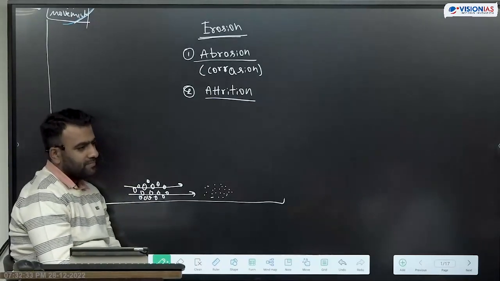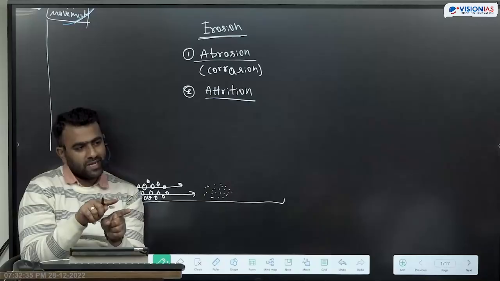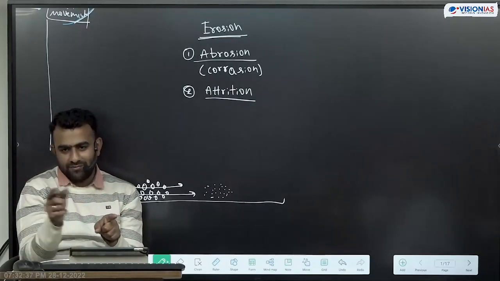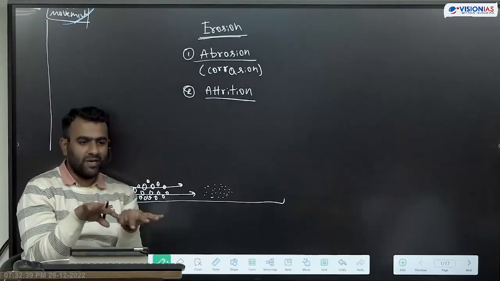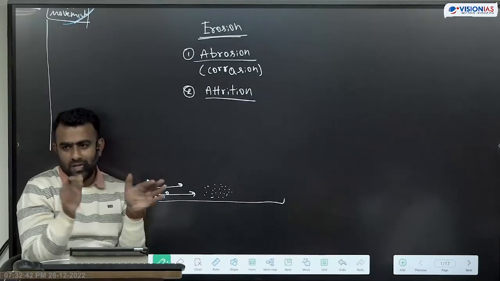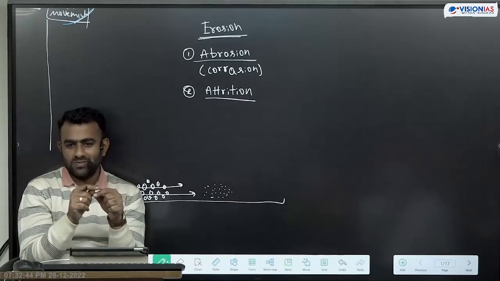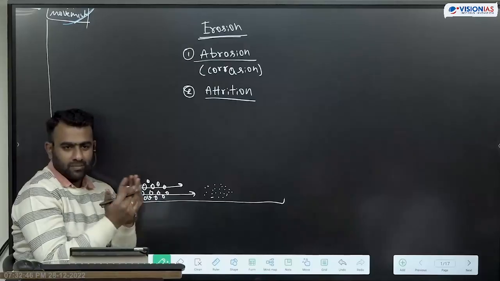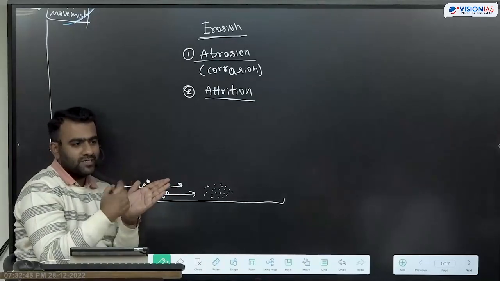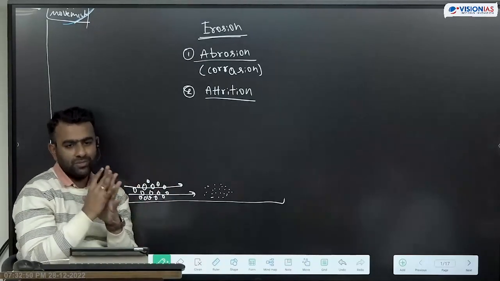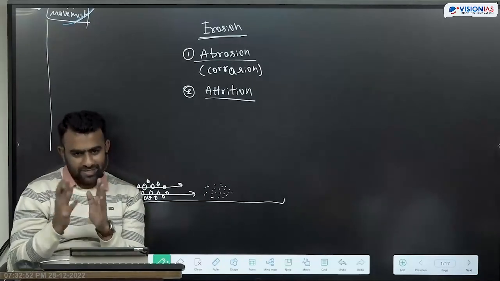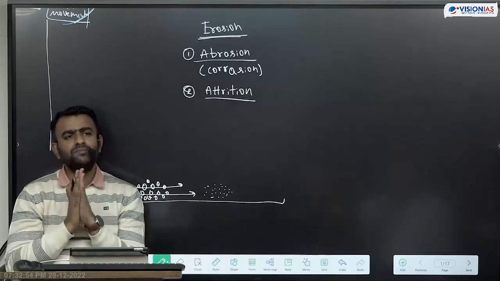So what is happening? In case of abrasion, the particles were rubbing against the other surface. In case of attrition, they are rubbing against each other. They are colliding against each other and gradually it is breaking down. ये भी erosion ही है, because this is also in motion. It is breaking down in motion, right? This is erosion.